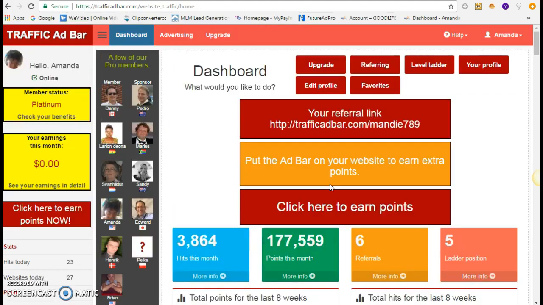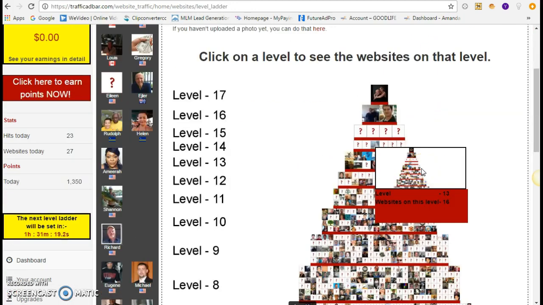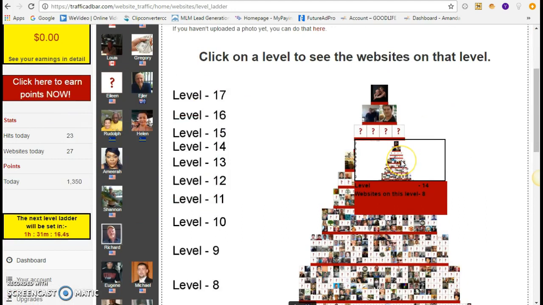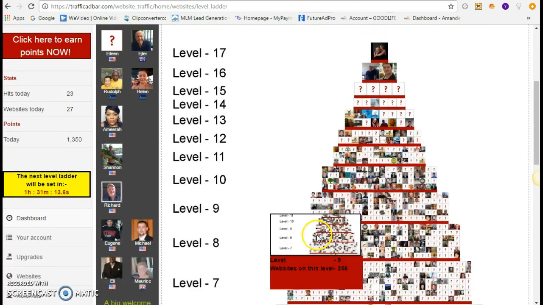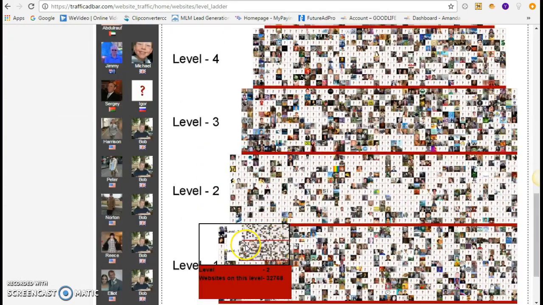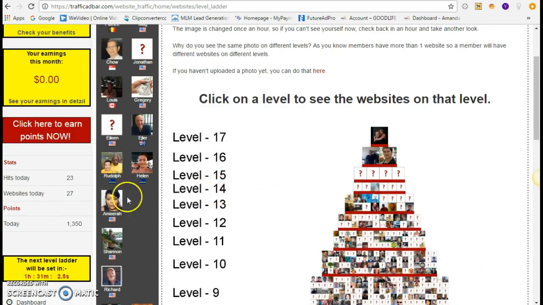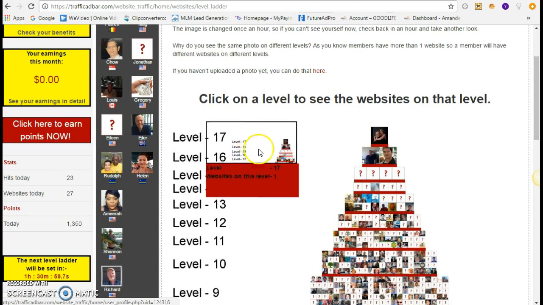The other great thing about Traffic Ad Bar is that they're not just advertising to people that are on the Traffic Ad Bar platform. They're also advertising on other platforms as well. So you have a lot of people that are going to be able to view the business that you're promoting. And when you level up and you're consistent with earning your points by looking at other people's advertisements, this is going to help leverage your business. So you're going to start at level one and then slowly make your way up the ladder.